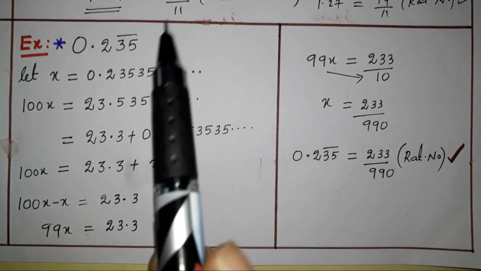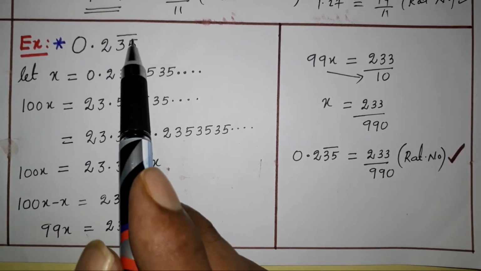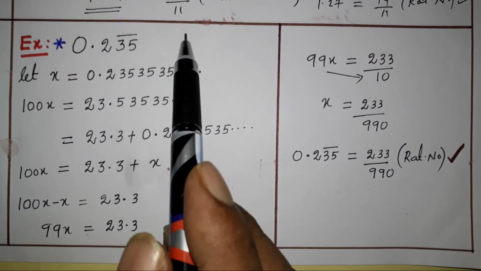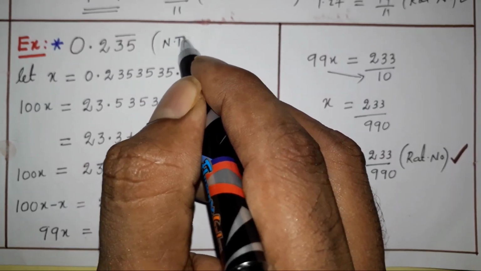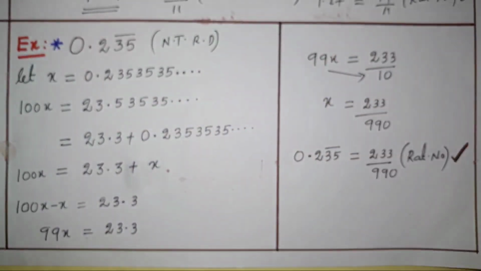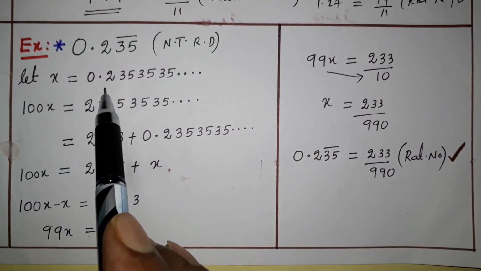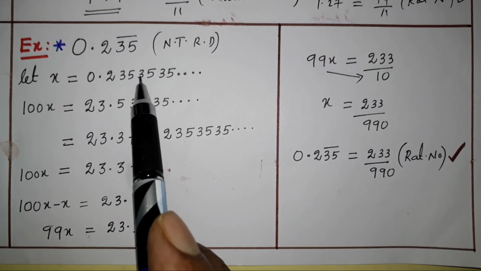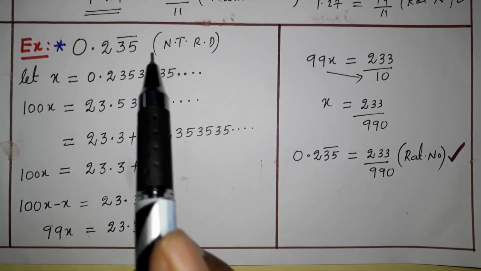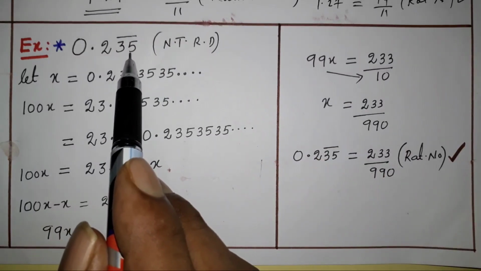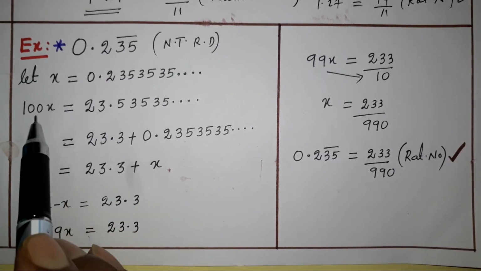One more example, children. 0.235 bar. Here the bar is for only 35. This we have to convert into a rational number. It is a non-terminating repeating decimal. Again you take x is equal to 0.2, remove the bar, 35, 35, 35, etc. And here you observe, children, the periodicity is 2. So we multiply on both sides by 100. So 100 into x, 100x.